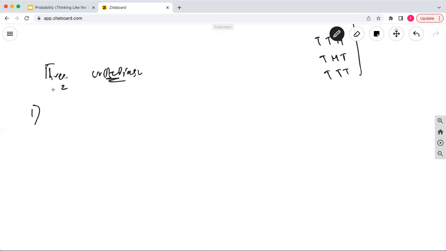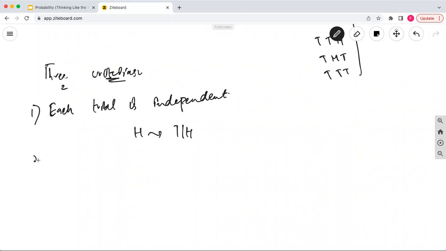The first criteria is that each trial is independent. That means that none of the trials have any effect on the probability of the next trial. For example, if I get head on the first trial, that will not affect the possibility of getting tail or head on the next trial, right? This is the first criteria. The second criteria is that the total number of trials is fixed. For example, if I'm throwing 3 times, 4 times, or 5 times, that is fixed.